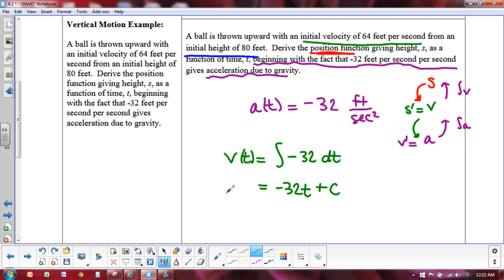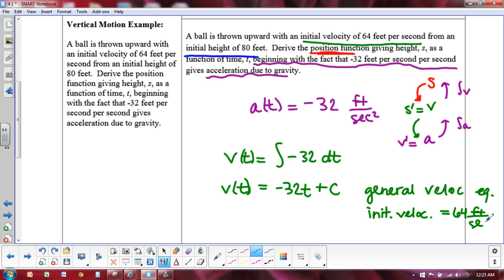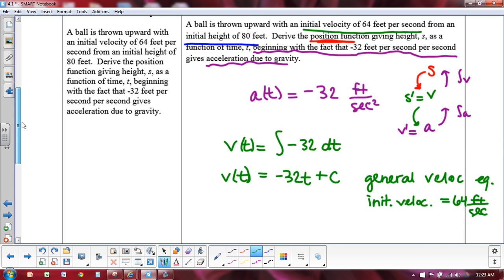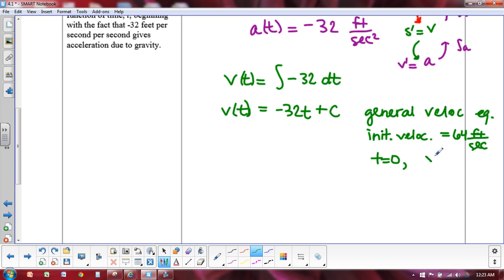And this is what we would say is the general velocity equation. But you're able to figure out specific information because they tell you that you have an initial velocity. Back up in the problem, initial velocity was 64 feet per second. Well, what that means is that when t equals 0, v equals 64. So I could come back over here and plug in 64 for velocity, negative 32 times 0 for t, and I could figure out what c is. Instead of having a general formula where I could have any constant, I can figure out exactly what the constant is. It should be 64 when I zero out that other side.